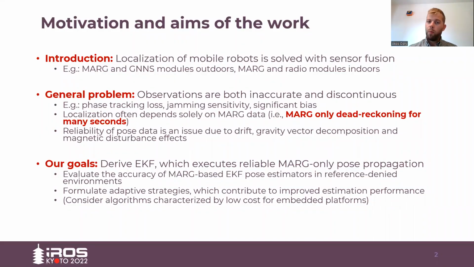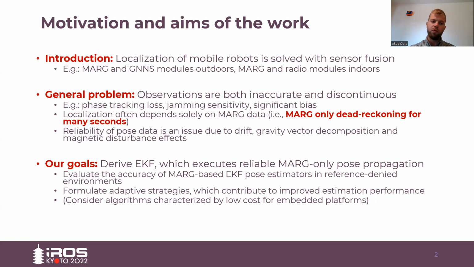Localization is about obtaining the best estimate of the robot pose, and this is done in a sensor fusion framework. We focused on magnetic angular rate and gravity sensors, which can be combined with GPS modules if outdoor localization is performed, or with radio modules if indoor localization is executed. The general problem is that these observations are both inaccurate and discontinuous due to environmental changes, and this results in the localization often depending solely on MARG data.